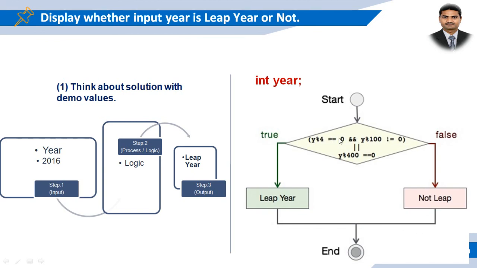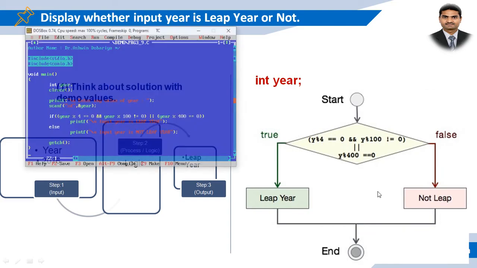Suppose this condition becomes false, then the other condition, joined with or, is that if the number or year is divisible by 400. Here we are using modulus because it returns the remainder, and if the number is divisible by 400, then the remainder is 0, this condition becomes true, and then also the year is a leap year. But other than these conditions, if any year is not following these rules, then it is considered not a leap year. So let's see how we can write the program.